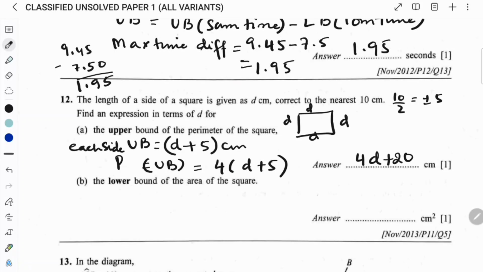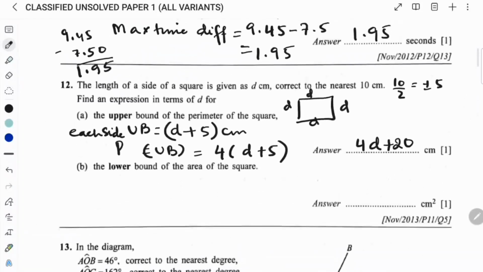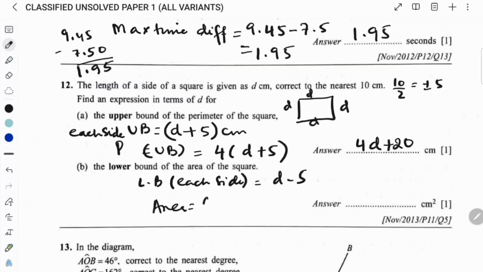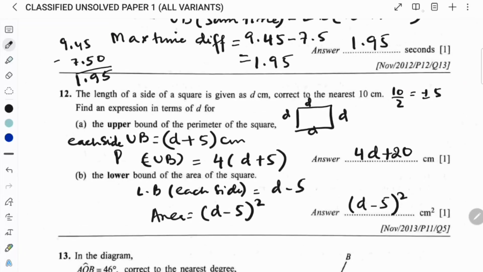The lower bound of the area of the square. The lower bound of each side is equals to d minus 5. So the area is d minus 5 squared, because L squared is the area of a square. So that is d minus 5 whole squared. Now the question number 13.